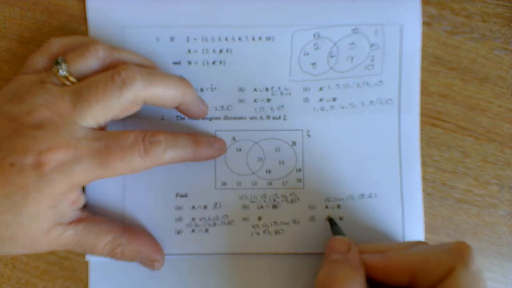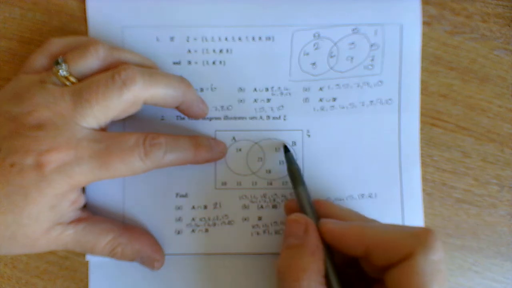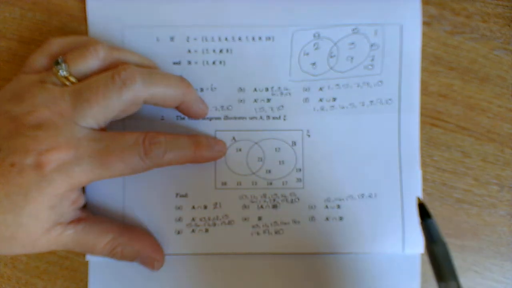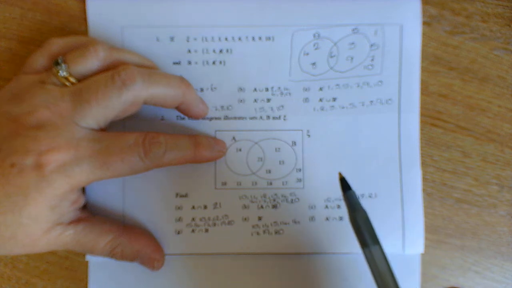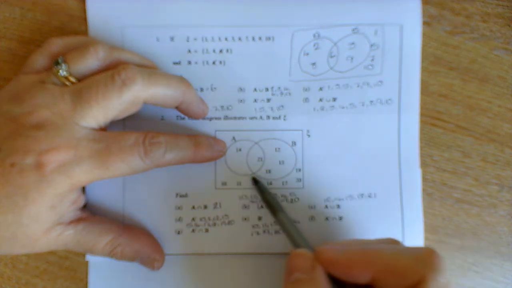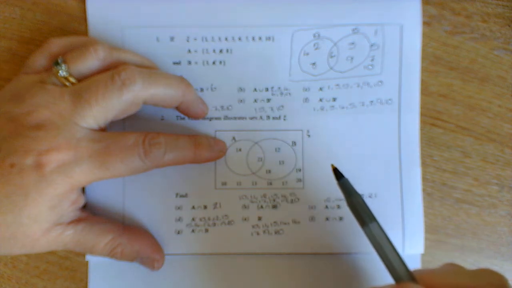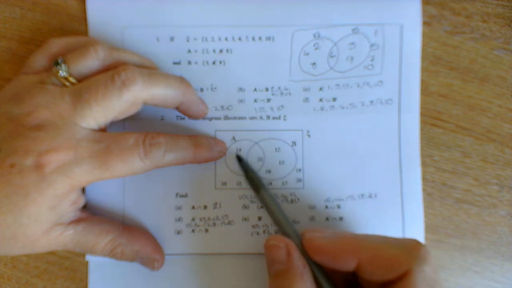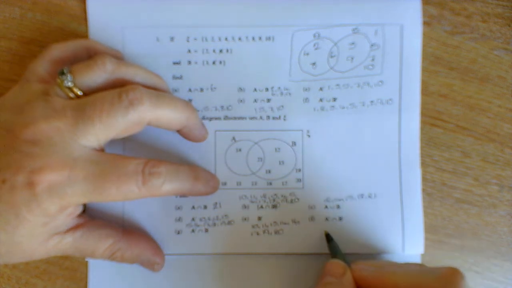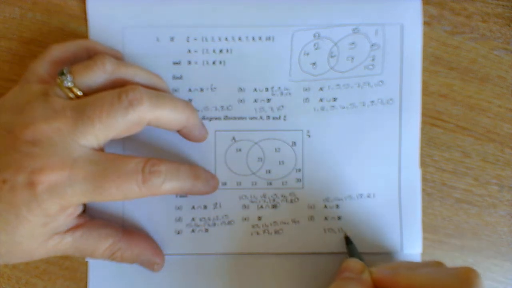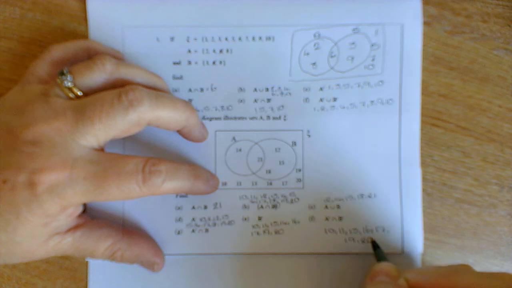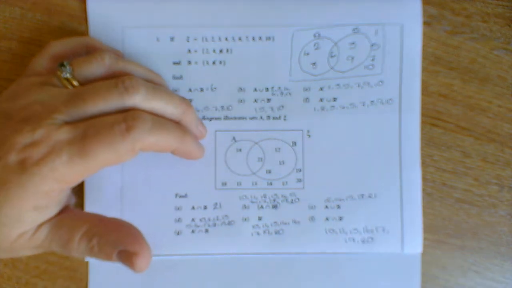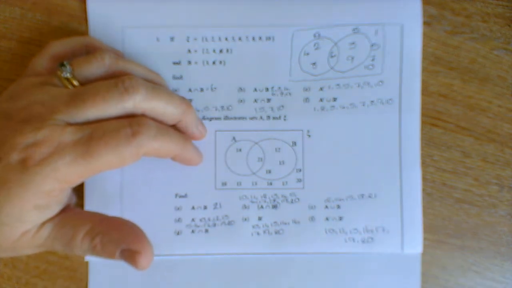So this is not in A, so that's all of these, and not in B, and it's the intersection of not in A and not in B. So it's actually these numbers around the outside. So 10, 11, 13, 16, 17, 19, and 20. Okay, are you clear on how I've worked those out?